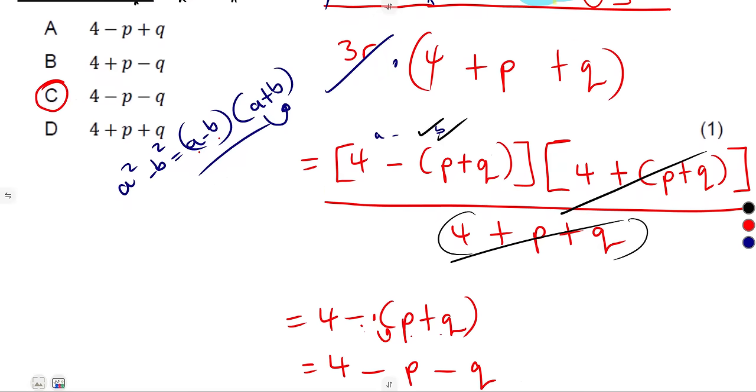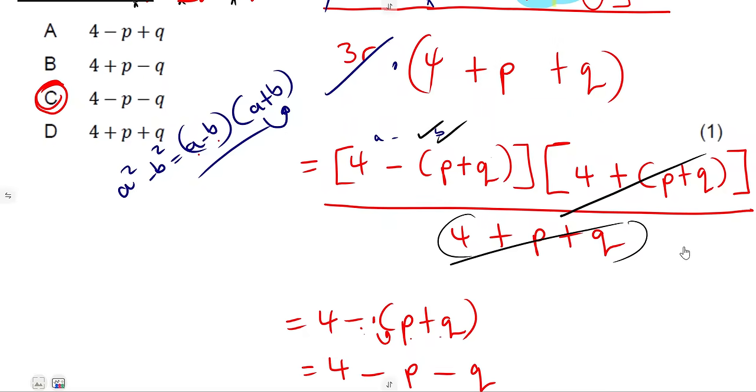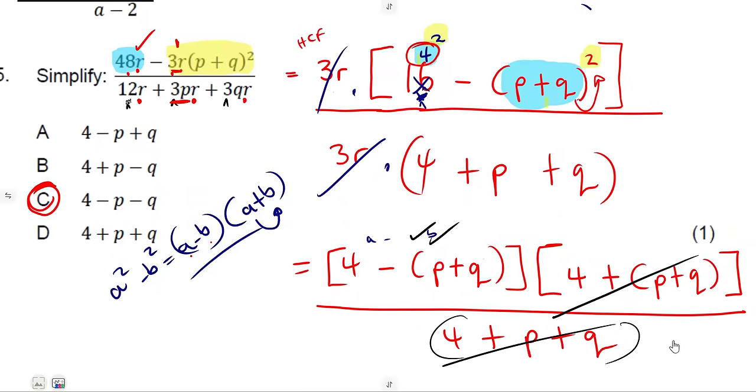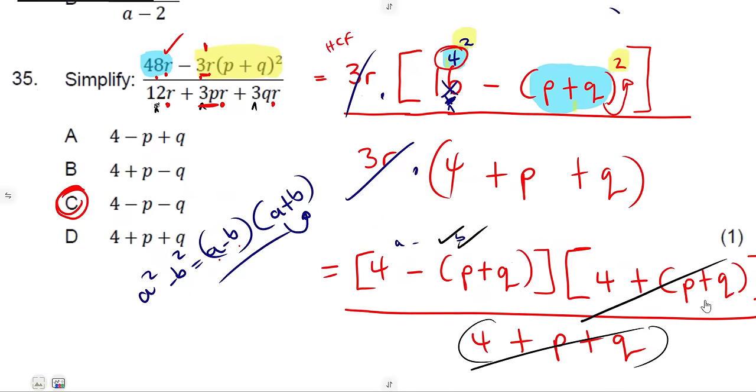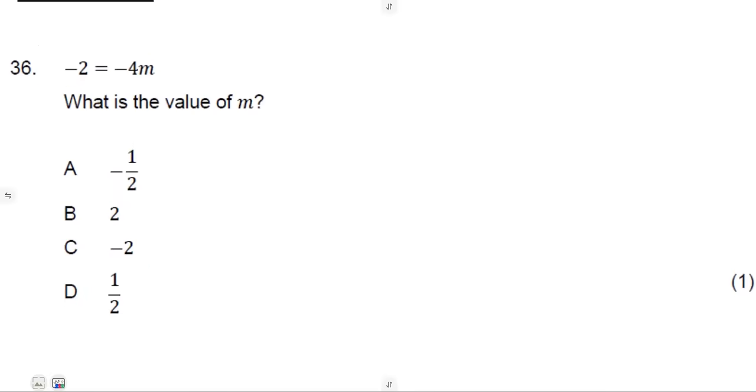That is the condition on C. So they can give us these typical questions. So you have to work out as many questions as you can. Question 36. What is the value of M?